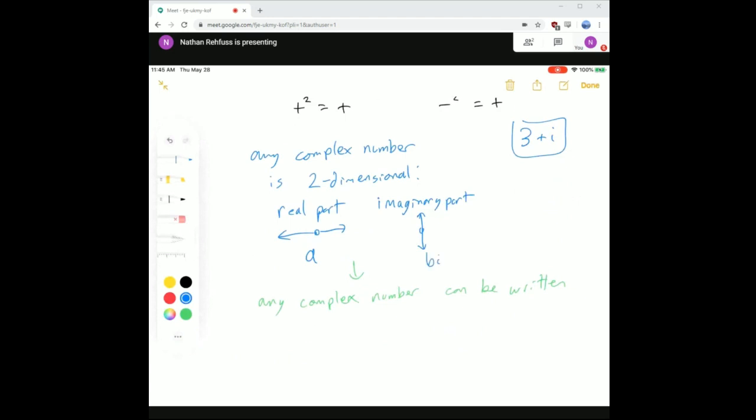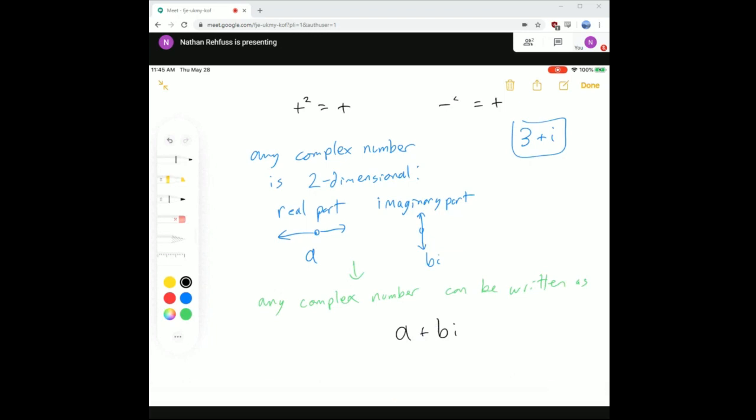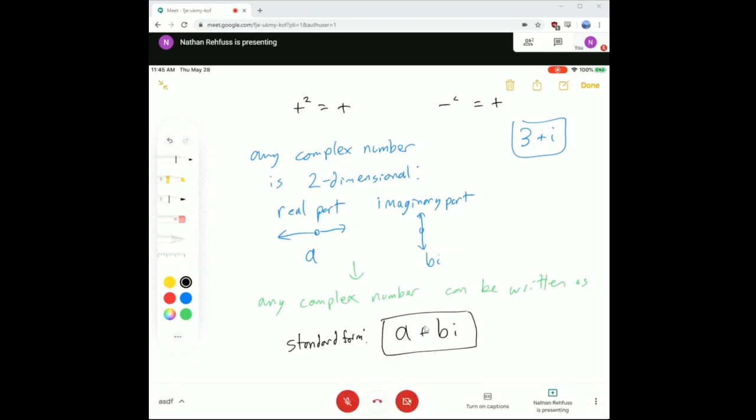Whether B is 0 or 1 or -3 or 5, that'll be the part that tells us how far up or down we go. So any complex number can be written as A plus Bi, where A and B are two real numbers. We call those the real part and the imaginary part. So this is standard form. We're going to be seeing this a lot. This is the standard form for a complex number because it tells you how to plot it on the plane.